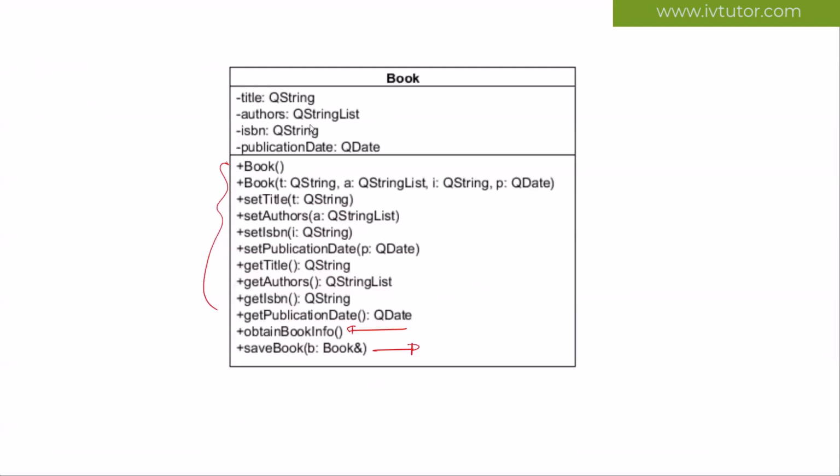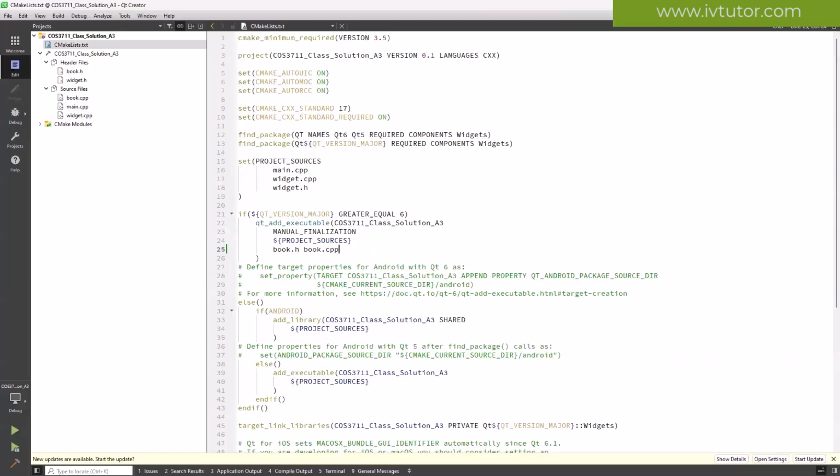Now, your book class is going to look like this, right? Which means title, authors, ISBN, publication date. And then you've got your constructor, which takes all of those things. And then you've got your set functions for everything here: set title, set authors, set ISBN. And then your get functions for everything that is sitting here. So it's a very, very simple class. So let's quickly do that in our class.